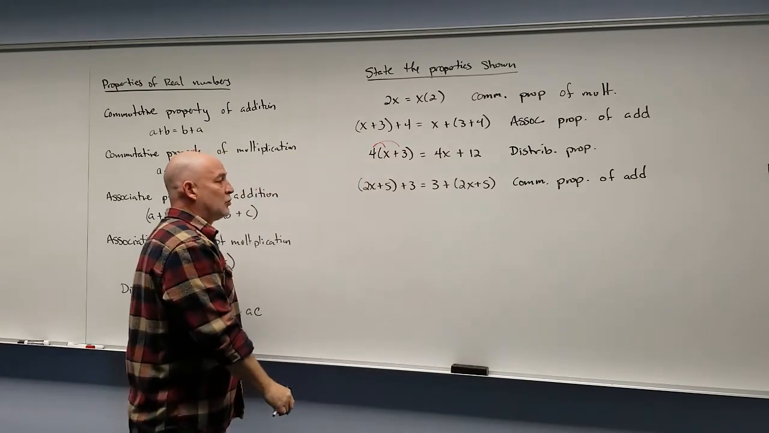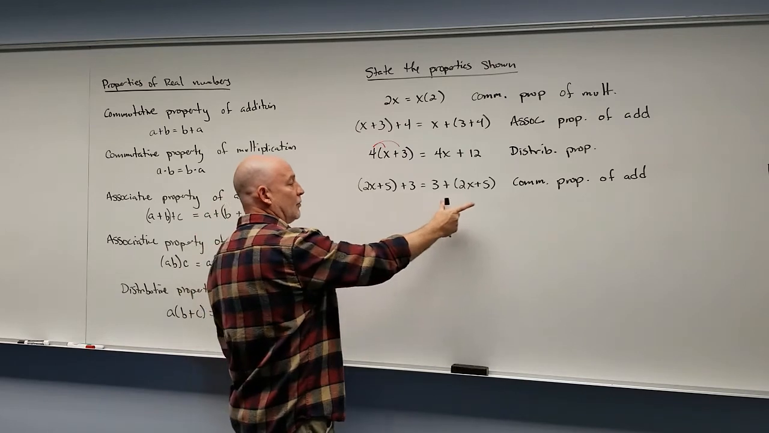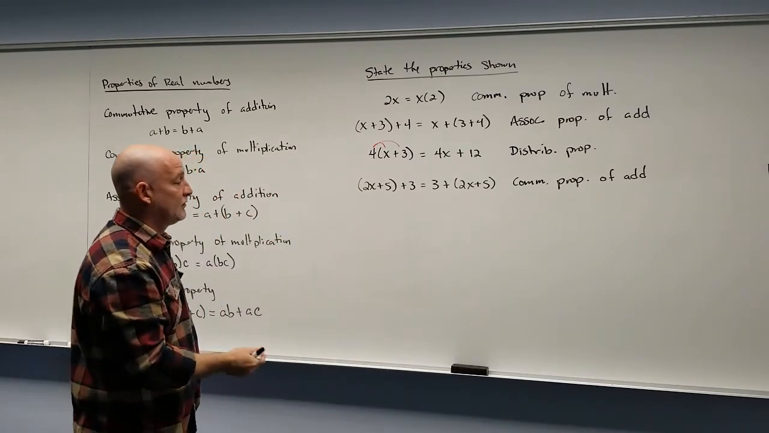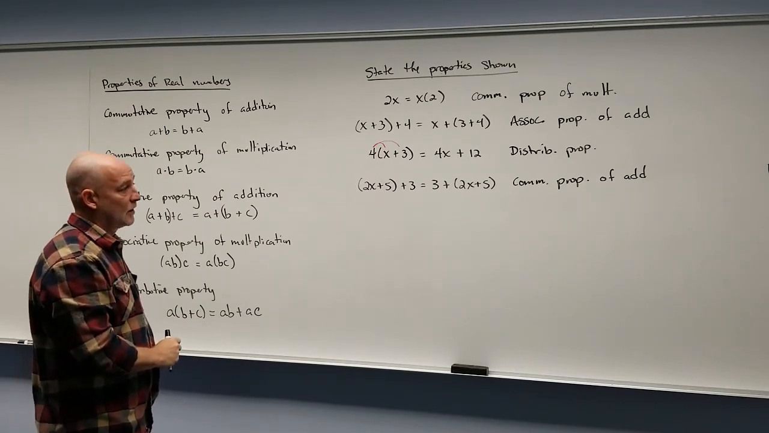All right, did the grouping change? Well, let's see, on the left I have a 2x plus 5 grouped together, on the right I have a 2x plus 5 grouped together, so the grouping didn't change. The same stuff is grouped together, so that is just the commutative property. Let's try one more.